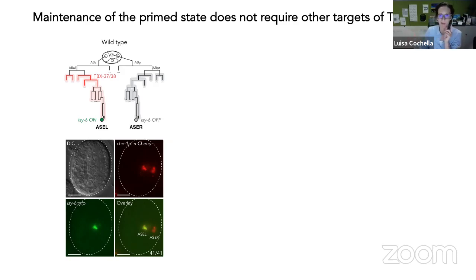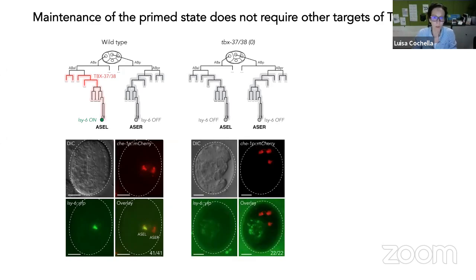So we wanted to try to address whether there's any target of TVX, any other asymmetrically expressed protein that could be important for the maintenance of this initial asymmetric trigger. So what we did is we decided to work in a TVX3738 mutant background, because in that background, there is no asymmetry between these two lineages. These two lineages develop really symmetrically, and they both give rise to ASC neurons that will not express Lausi6 in this case.